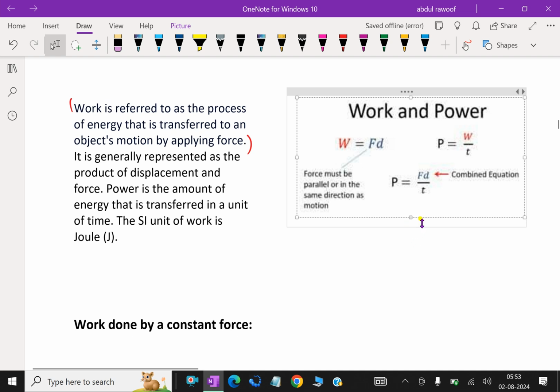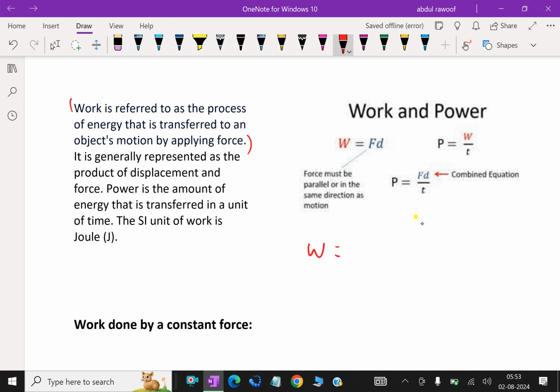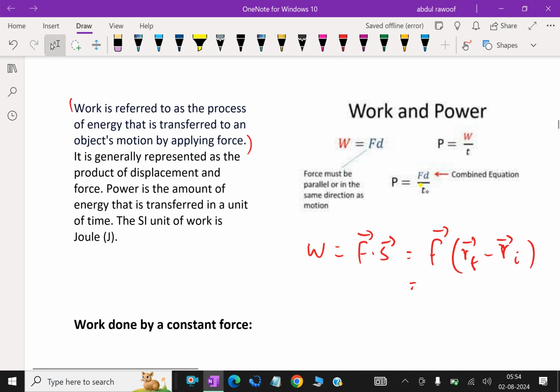Now, W in vector form we can write: work W equal to force vector dot S vector, which is further force vector into R final minus R initial vector. Further it is F cos theta, also we can write Fs cos theta.